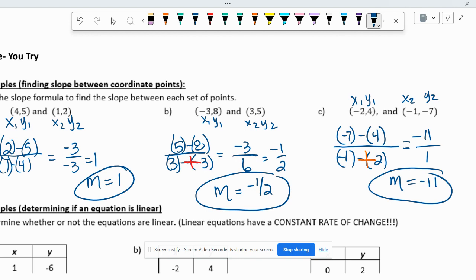Look right here. So, okay, so hang on a second. So it's y2 minus y1. So you have y1 minus y2, and you have to do this. Well, because in the bottom you had it x2 minus x1. You have to do it the same way. So in the top, negative 7 minus 4. In the bottom, negative 1 minus negative 2.